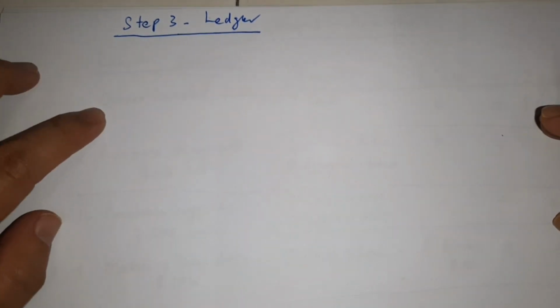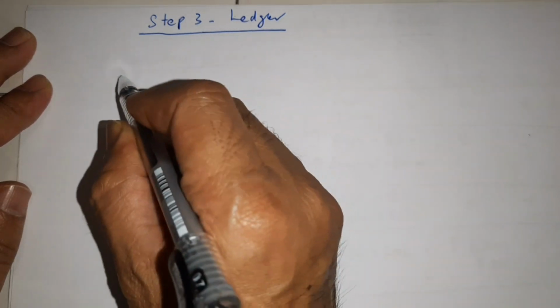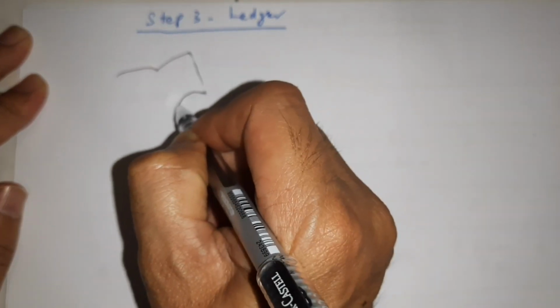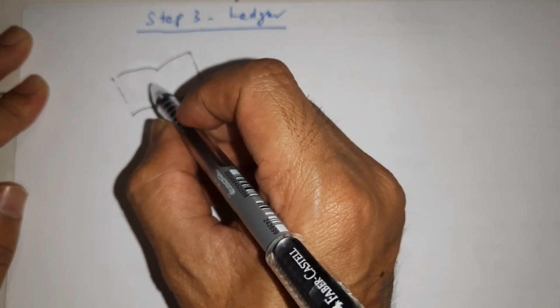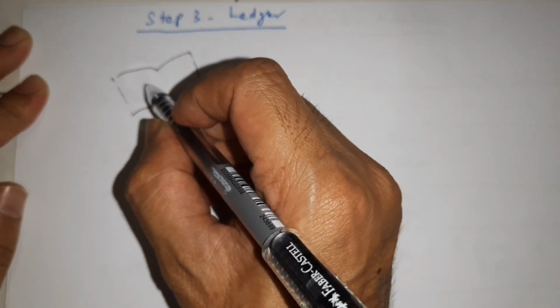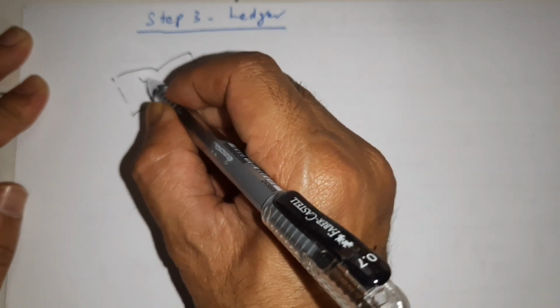In this step, you prepare the ledger. Okay, remember this. Journal is the first book that we use in accounting records. Ledger is the second book. Ledger is a book that you use to record the business transactions. So this is a book.